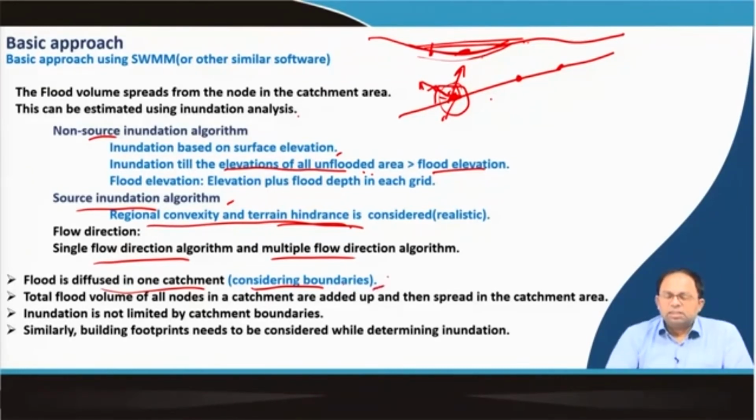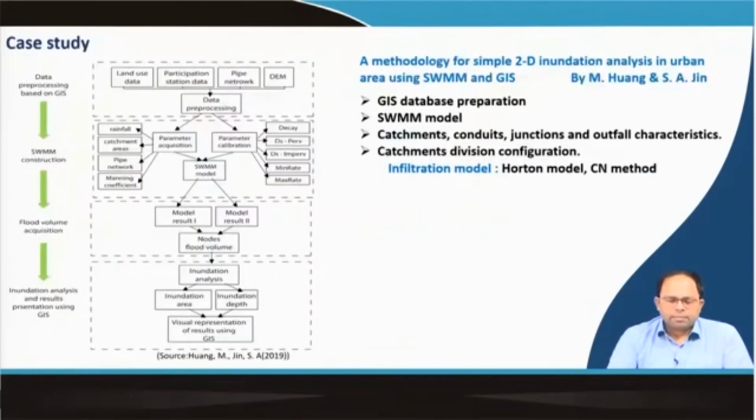So, that means that consideration of boundaries becomes important. Then total flood volume of all nodes in a catchment is sometimes added up and then spread in the catchment area. So, this is one approach, but again it is a crude approach. Inundation is not limited by catchment boundaries. So, that I was just explaining, and similarly building footprints need to be considered while determining inundation. So, these are the different considerations that you can make while you determine this flood volume and how it will spread in that area. So, let us look at a case study.